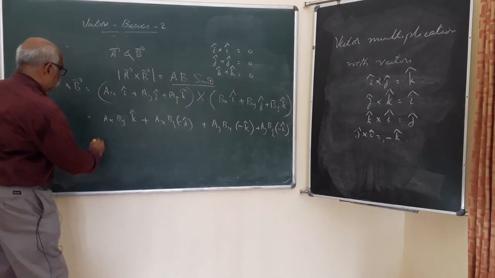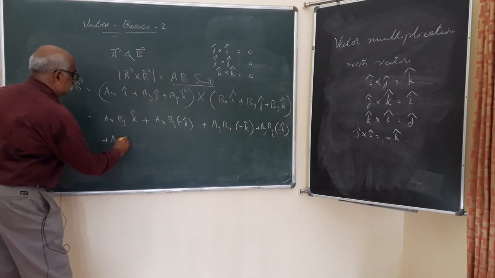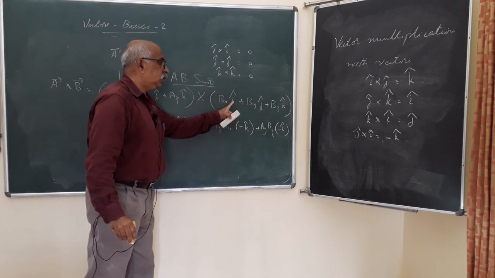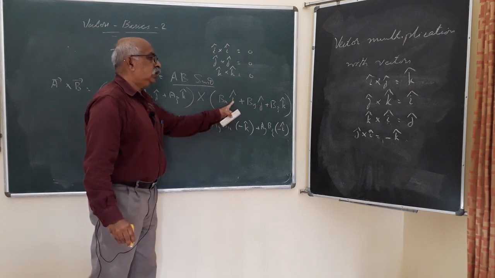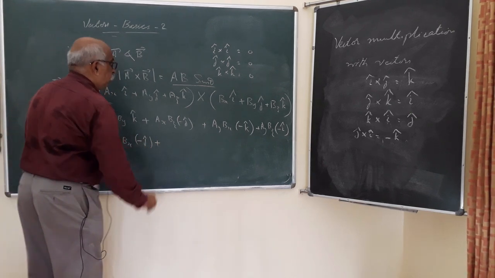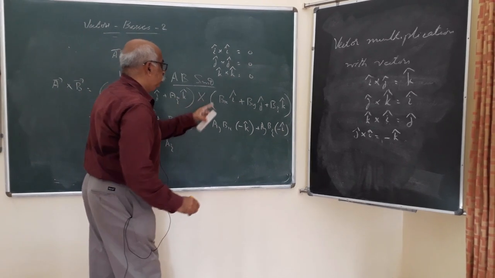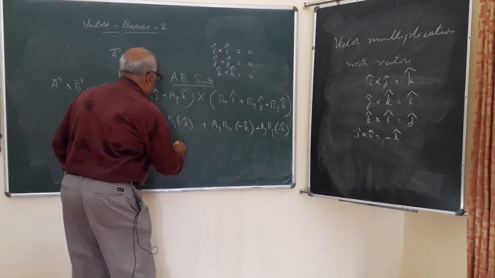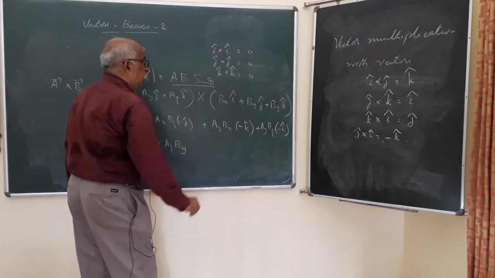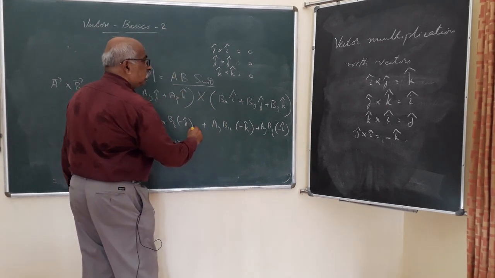Then third term plus Az Bx, K cross I, K cross I is minus J, plus Az By, K cross J is minus I.